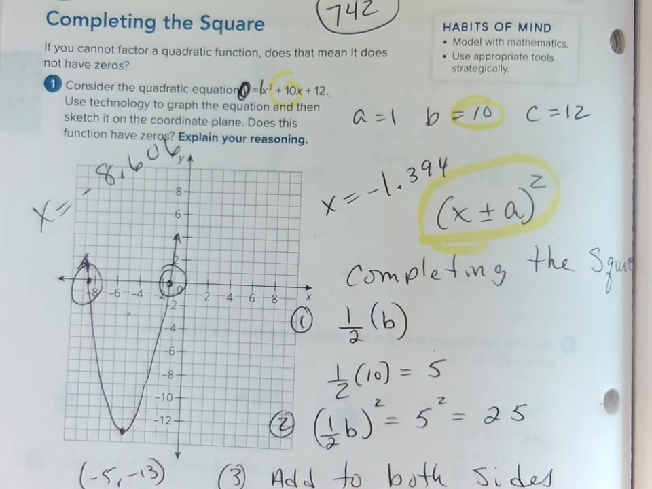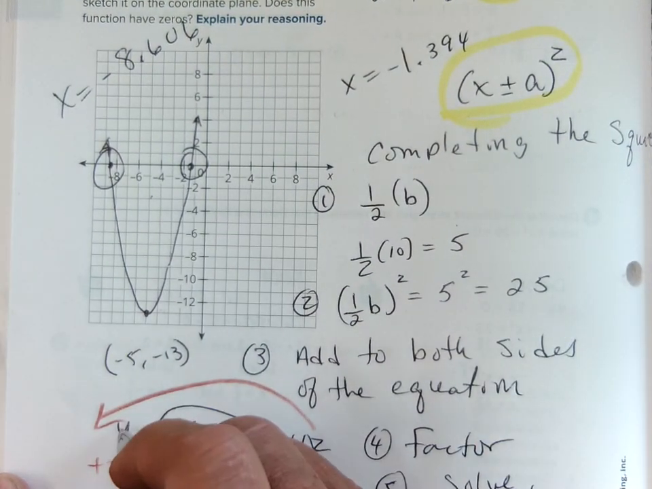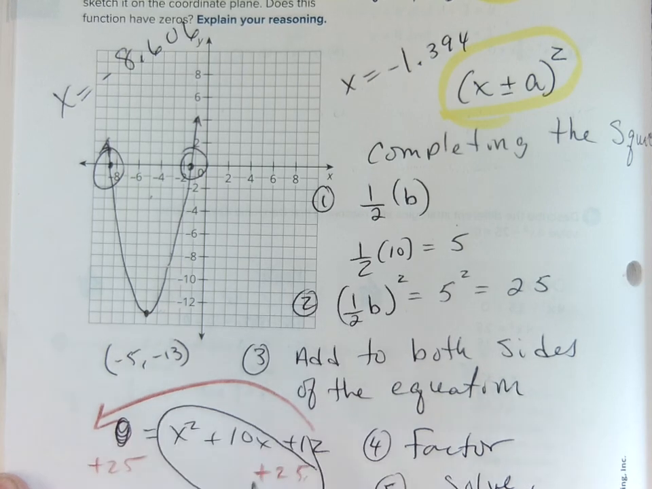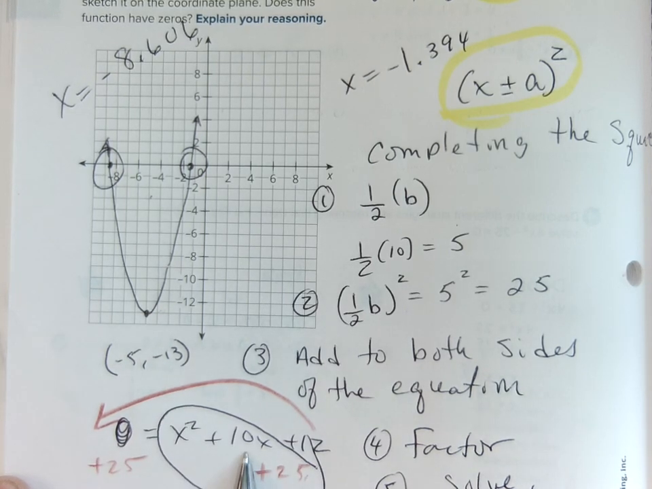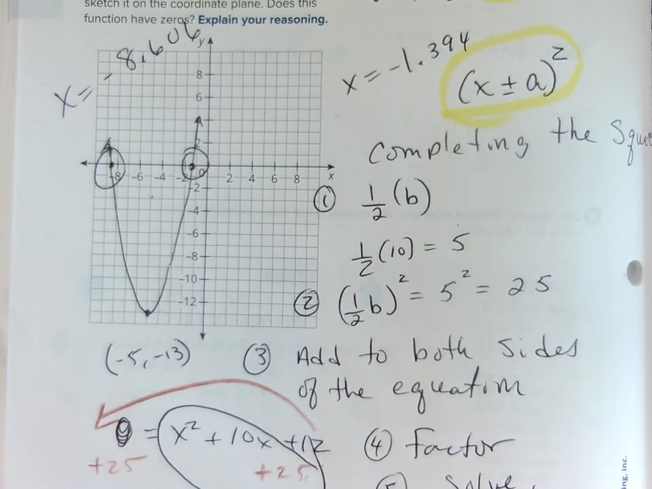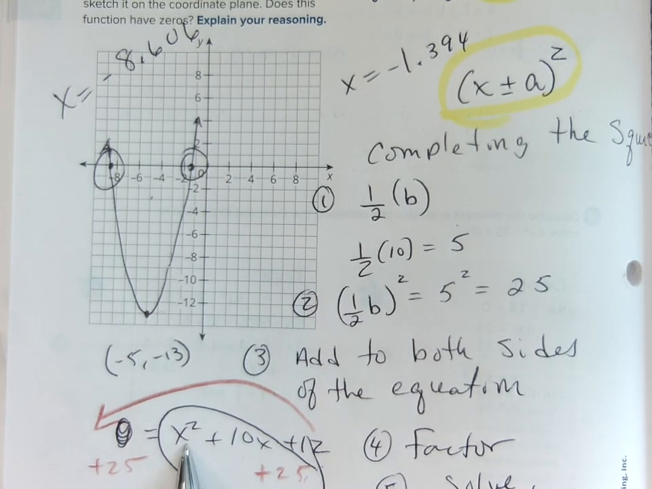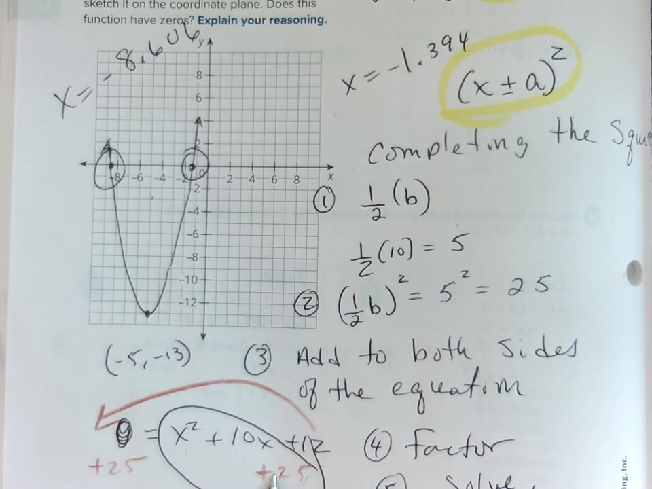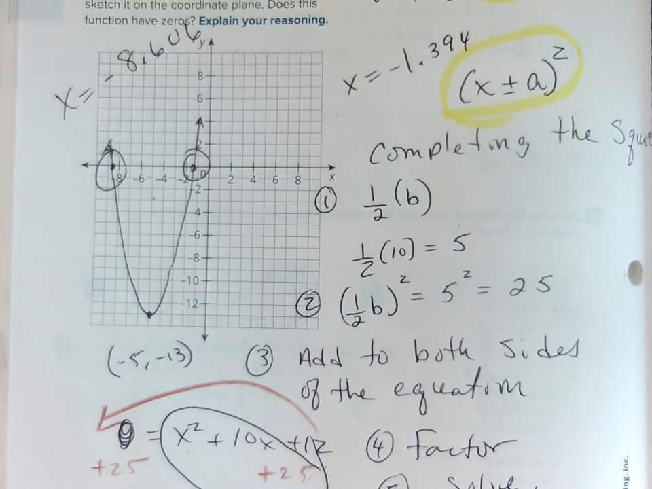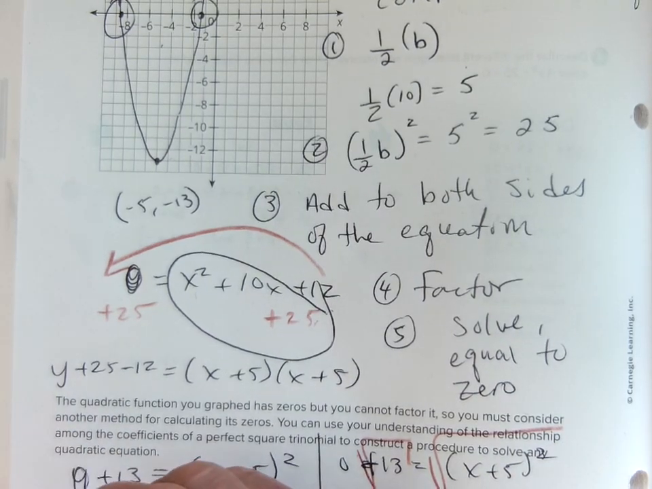Now you add 25 to both sides. So I get 0 equals x squared plus 10x plus 12, but I have to bring the 12 over, and I add 25 to both sides. So if I add 12 to both sides and 25 to both sides, I can factor x squared plus 10x plus 25. It factors into x plus 5, x plus 5. I get 13 here, set equal to 0, and I can solve it.